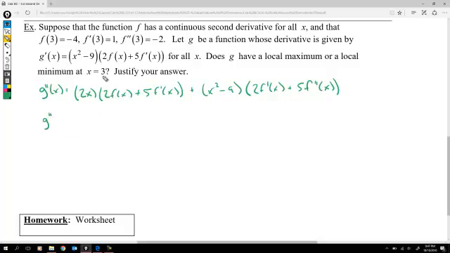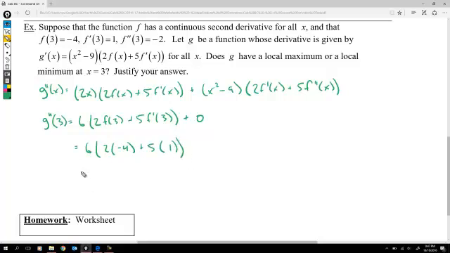Right, so I guess I'm assuming here that 3 is my critical number, so I'm using the second derivative test and plugging 3 into the second derivative. So I'll end up with 6 times 2f of 3 plus 5f prime of 3 plus, and then 3 squared is 9, so 9 minus 9 is 0, so all of this will end up being 0. All right, so they told me that f of 3 is negative 4, and they told me that f prime of 3 is 1. So this means I got negative 8, plus 5 is negative 3, times 6 is negative 18.